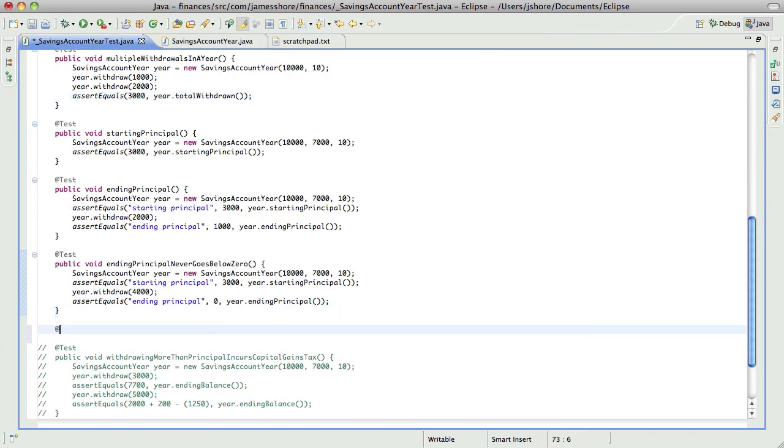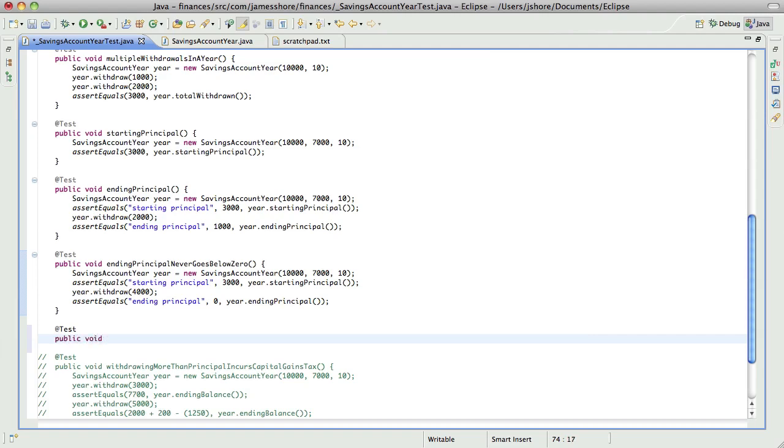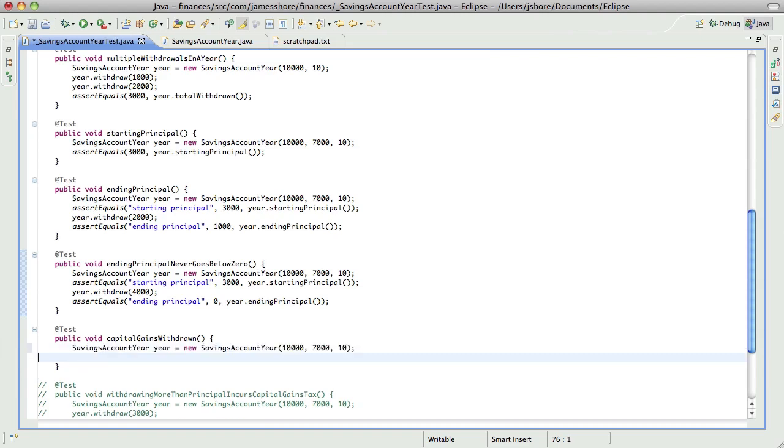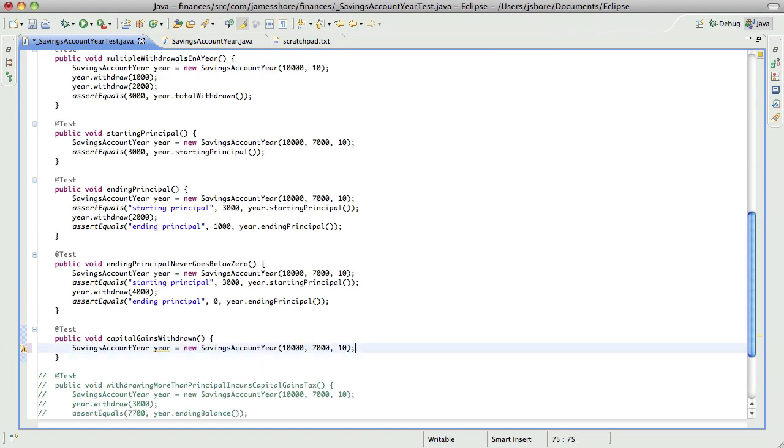Let's test the case of capital gains withdrawn. See, now we're getting close to this capital gains tax. If we can know how much of the capital gains we withdrew, then we can know how much to tax it. Then it's quite simple. We start out with $7,000 in capital gains.